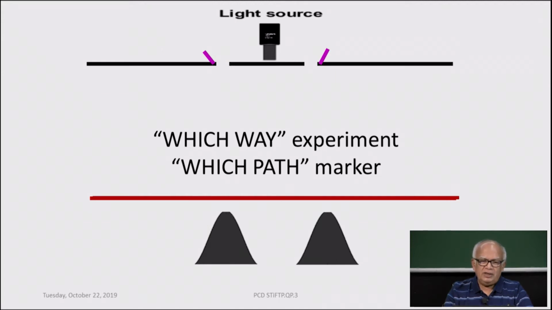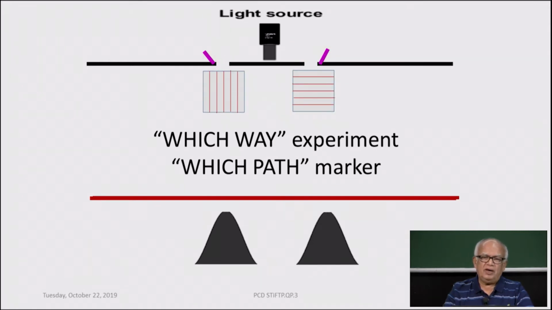Now, you can do this which way experiment in different ways. You can have both the slits open and put polarizers, and these are polarizers which are orthogonal to each other. So, you know that the light which is coming out of them is polarized in only one way, and not the other. So, again both the shutters are open, but you have means to know from which slit the light has come through.